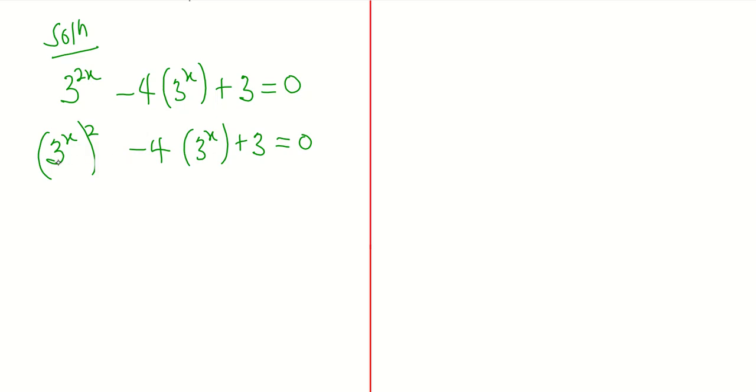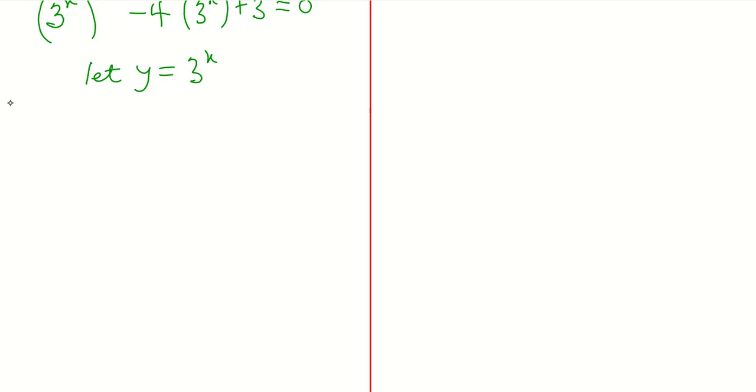At this point, we can see 3 exponent x here, 3 exponent x here. So what we are going to do is let y be equal to 3 exponent x, which means that wherever we see 3 exponent x, we are going to put y there.